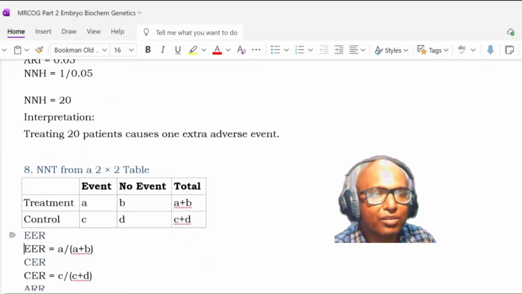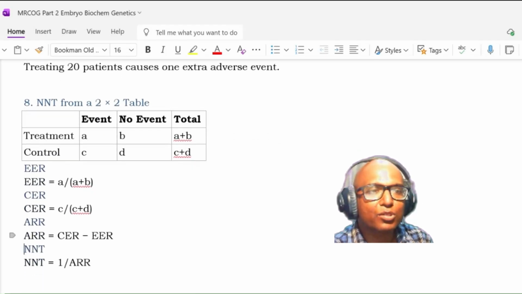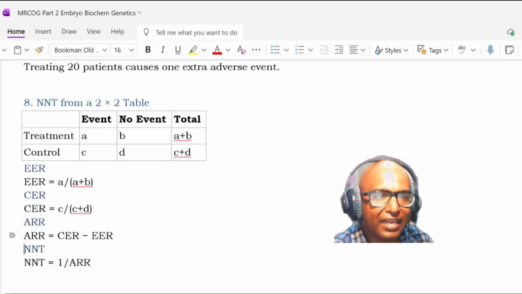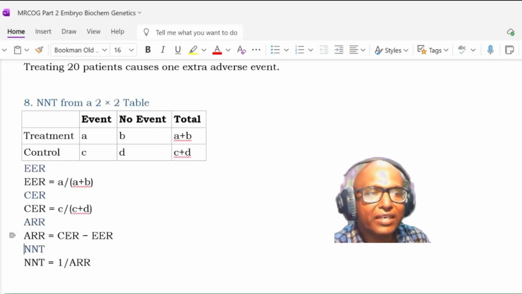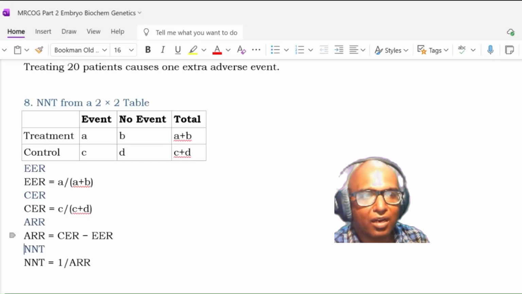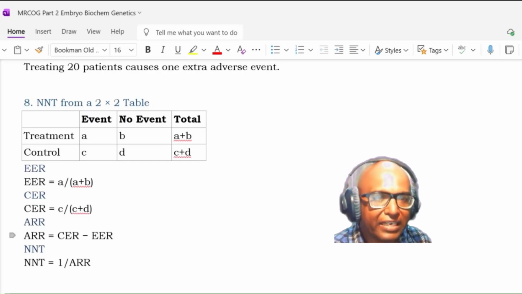Okay, so now if you have got this 2 by 2 table. Okay, so in 2 by 2 table, we have got a treatment group and the control group. So event is denoted as A. Event group has got A in the treatment group and no event in the treatment group is B. So total is A plus B in the treatment group. While in the control group, total we have C plus D. C have developed the event. D did not develop the event.